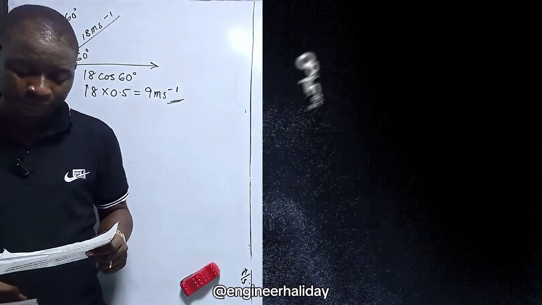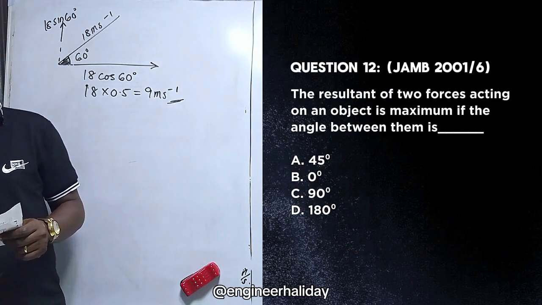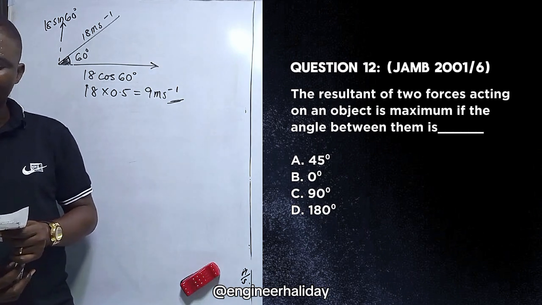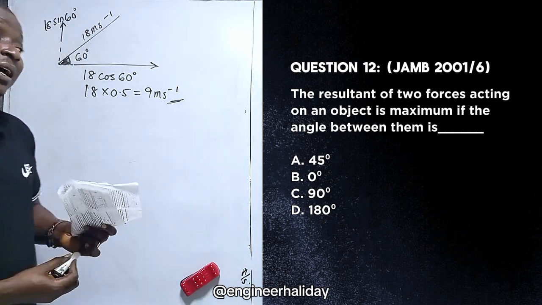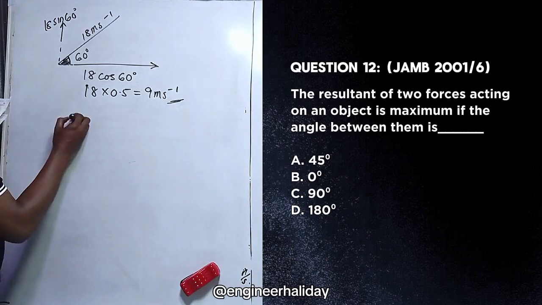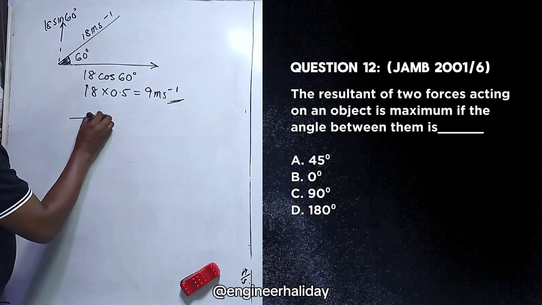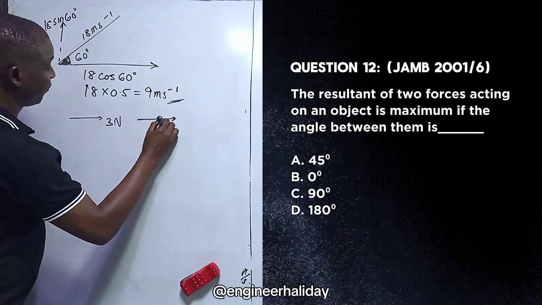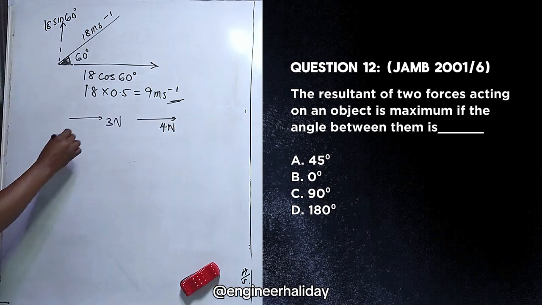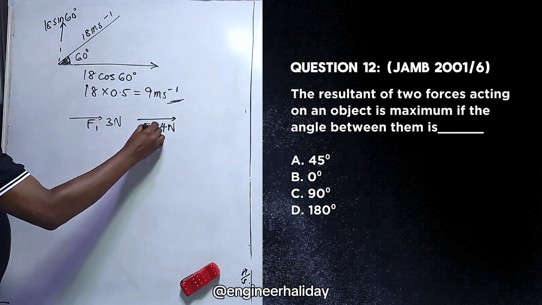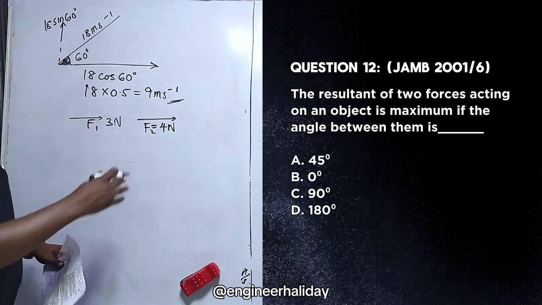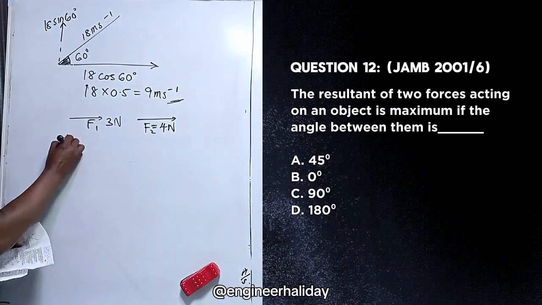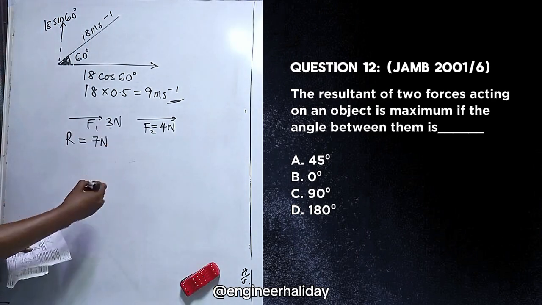Number 12 says, the resultant of two forces acting on a body is maximum if the angle between them is dash. Now, the resultant of two forces. Let's say we have 3 Newton and 4 Newton. Two forces are involved, let's say F1 and F2. If these two forces are moving in the same direction, 3 Newton and 4 Newton, there will be 7 Newton normally. So the resultant will be 7 if they are moving in the same direction.